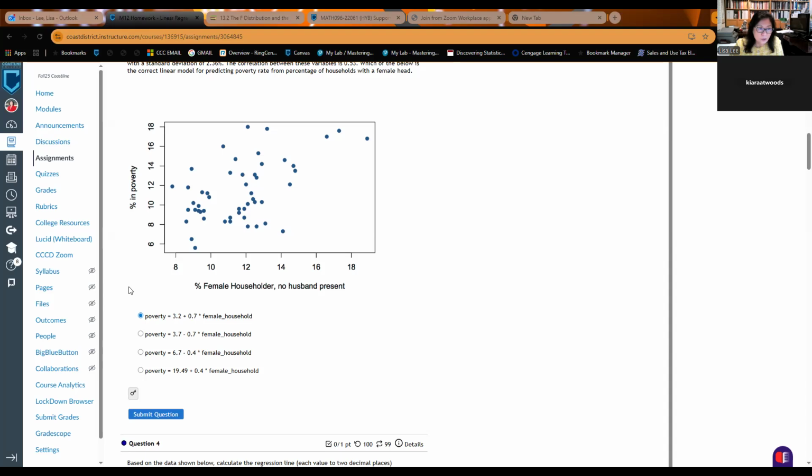No, the line should go below the 6 or close to 6 here, then go up, up, up like this to cover the right side. So the only choice is number 1. This is just testing your concept about the slope and the y-intercept.